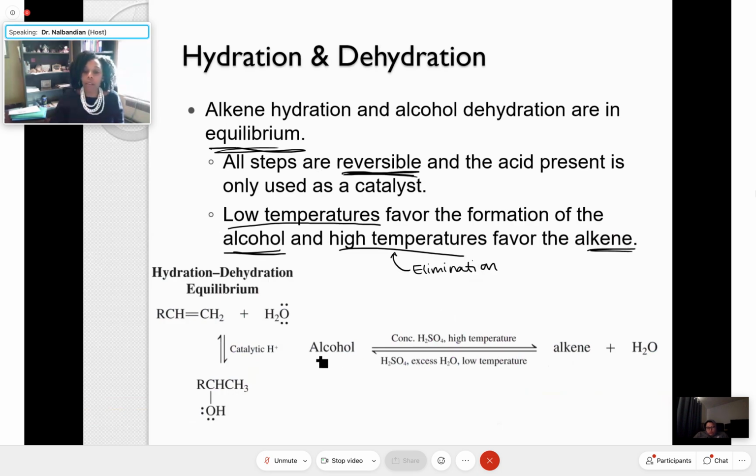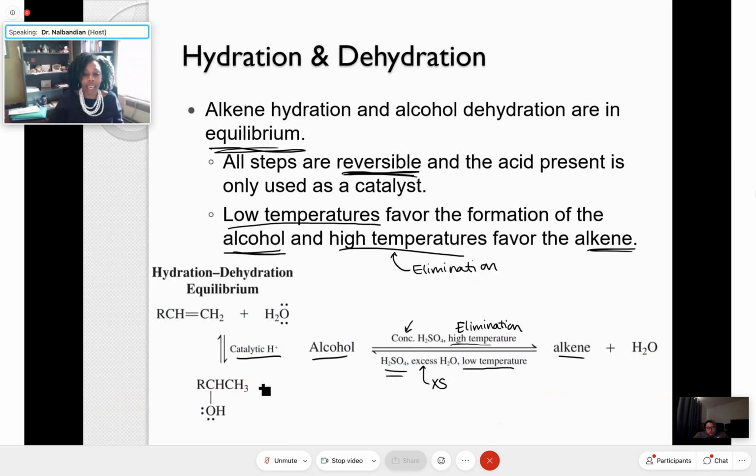So for our alcohol, if we have concentrated, so a high concentration of the sulfuric acid, and we have a high temperature, we're going to do the elimination reaction. So E1 or E2 reaction, what we did in lab, to make the alkene. But if we have the alkene and some water around, really in excess of water, and we keep the temperature low, then we can use our catalytic acid to go from the alkene to the alcohol. So this is an equilibrium going from the alkene to the alcohol, alcohol to the alkene, just in the presence of catalytic acid.